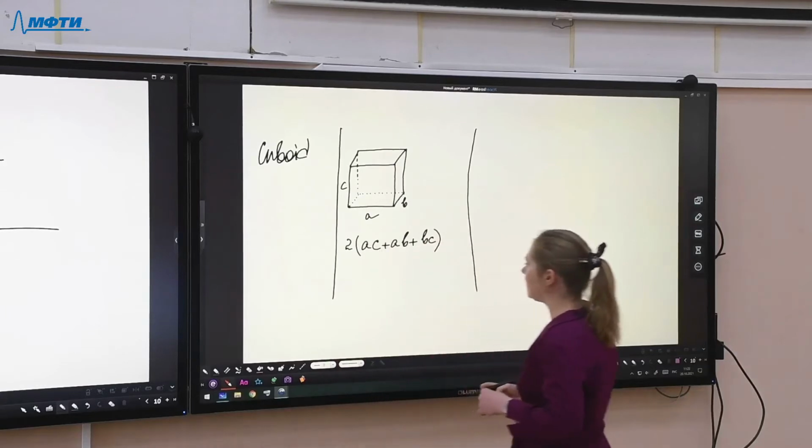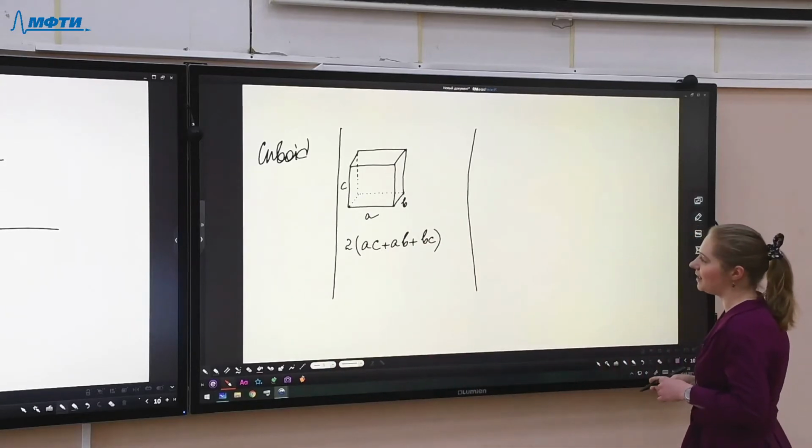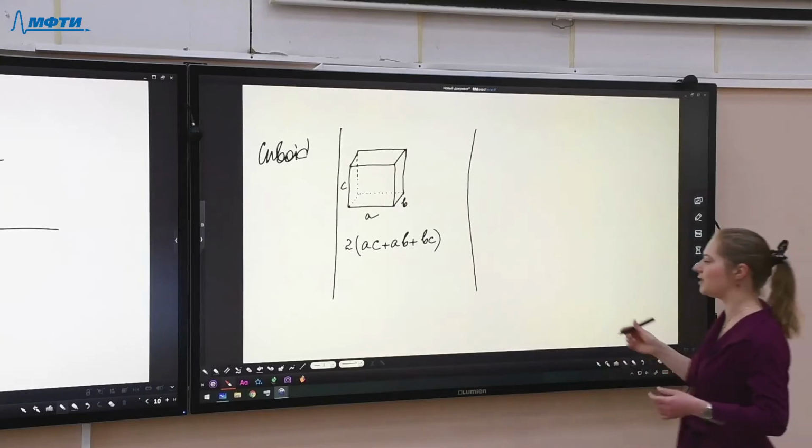And if we are talking about a volume of this cuboid, it is the product of all three parameters, A, B, C.